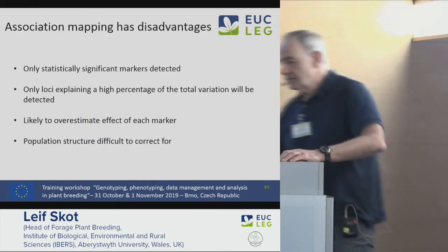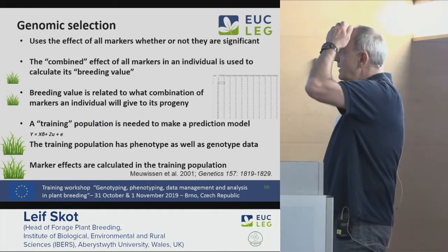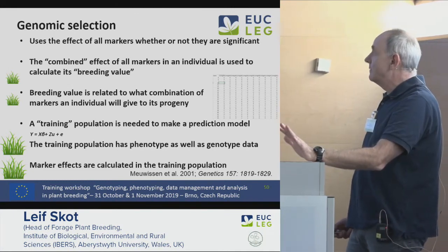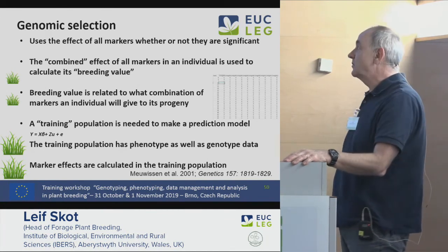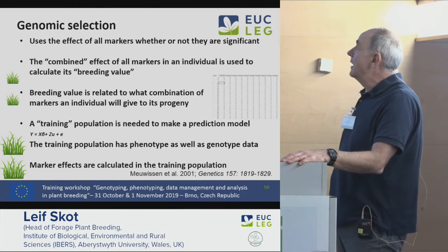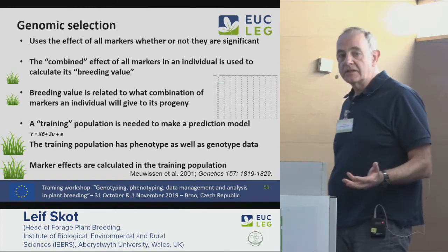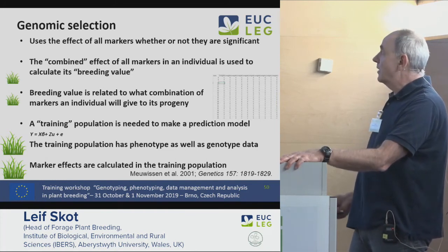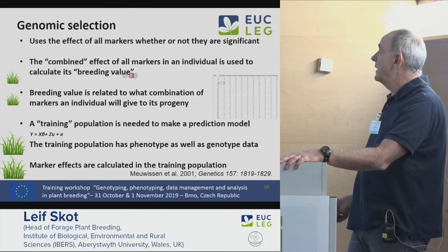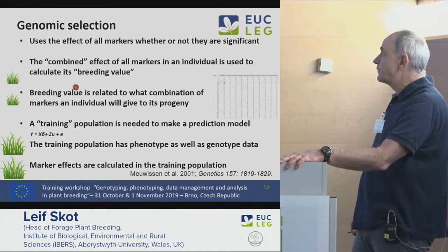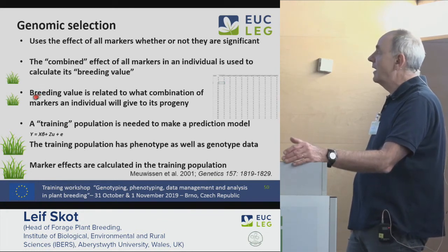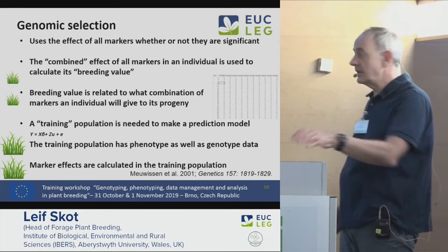So, genomic selection, quickly. That's where I guess markers are coming into their own, because you use the effect of all the markers whether or not they're significant, and that's the difference between that and GWAS. You use the combined effect of all the markers in an individual to calculate the breeding value, and the breeding value is related to what combination of markers an individual will give to its progeny.